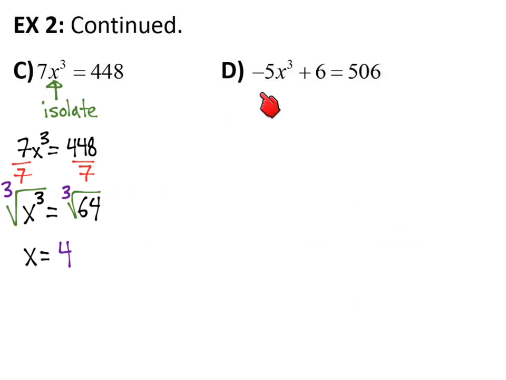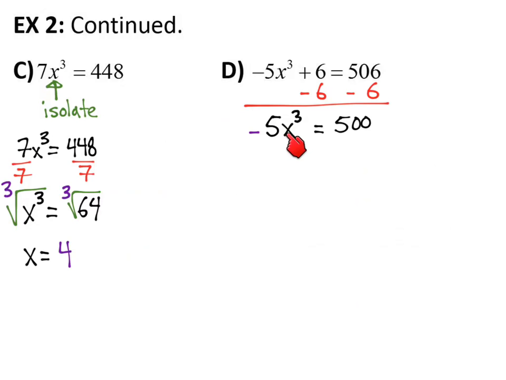D looks pretty difficult. Looks like we have a lot of stuff to do here, but let's take it a step at a time. Order of operations backwards. If I go through here, the very last thing to happen would be plus 6, so that's going to be the first step to isolate x. To undo plus 6, the opposite of addition is subtraction, so I subtract 6. Whatever I do to one side of the equal sign, I need to do to the other, so I subtract 6, and then I get negative 5x cubed equals 500.